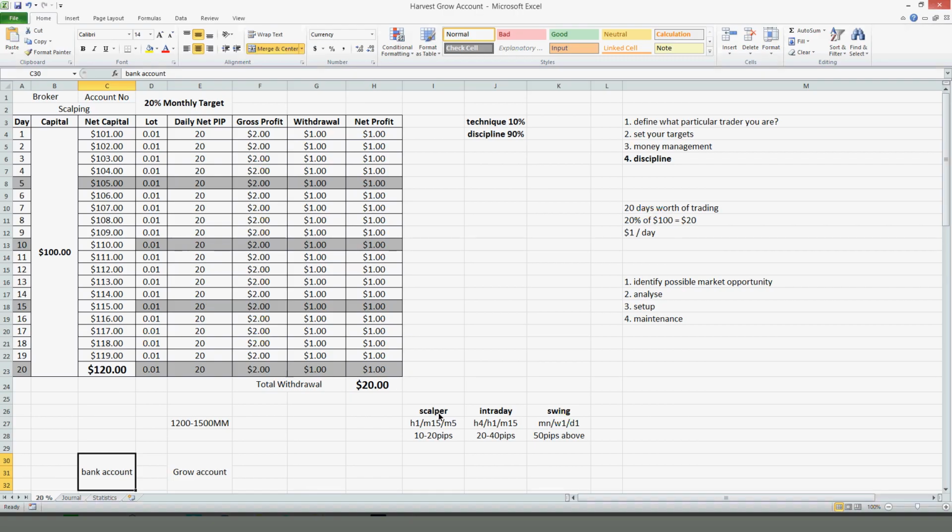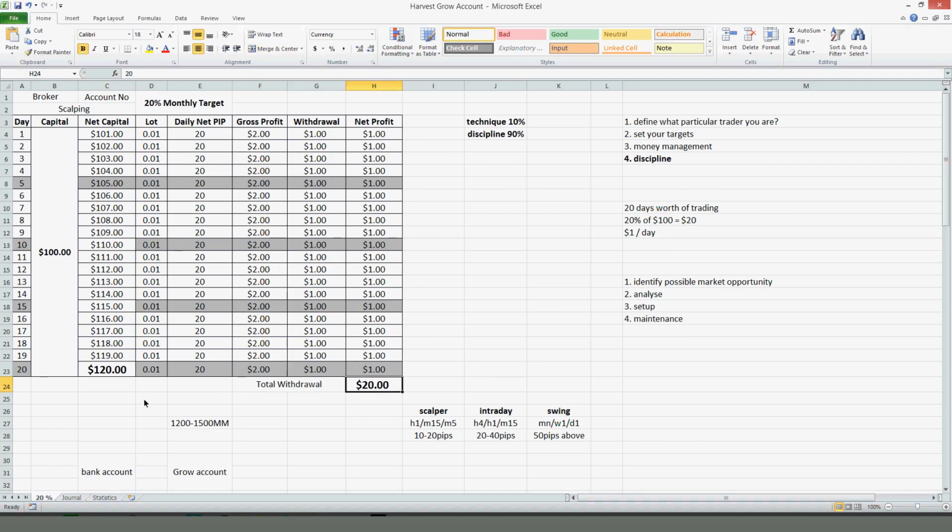Okay, so if you do this every day for the rest of the month, then obviously you're just trying to earn 20 pips a day, which I'm pretty sure everyone will be able to do. So you eventually will raise your capital to about $120, which is your 20% target, and without even noticing it, you're also having an extra $20 in your bank account because of the withdrawals that you did.